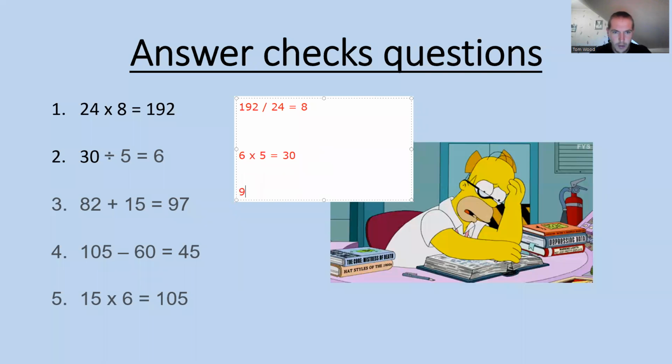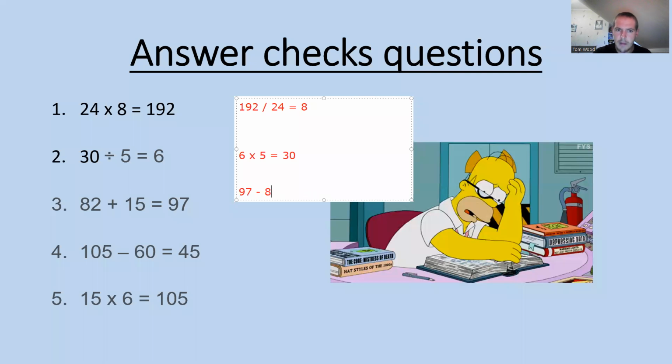Our addition one here then. So we're going to start with our end. We're going to start with 97. You can, if you want, just take away 15 and say, well, that equals 82. Or you can take away 82 and say that equals 15. You will get the marks for that, not a problem. You are still checking your answer.